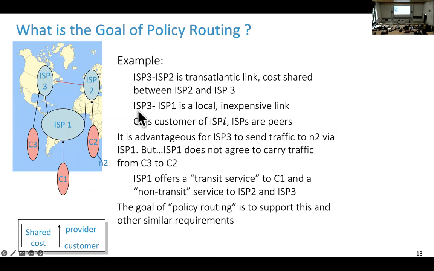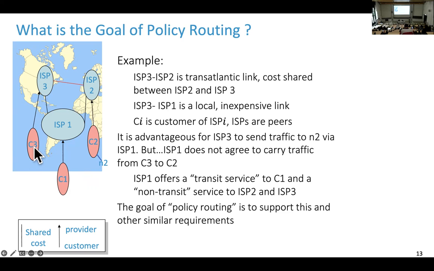Here is one of the examples where we could see one of the goals of policy routing. Here I'm showing three internet service providers. ISP stands for Internet Service Provider. ISP1 is a worldwide one. It has branches everywhere. ISP2 and ISP3, however, are local ones. ISP2 is a local service provider in Europe, and ISP3 is a local service provider in North America. Each of these service providers has their customers. ISP1 has a customer C1, ISP2 has customer C2, and ISP3 has customer C3.